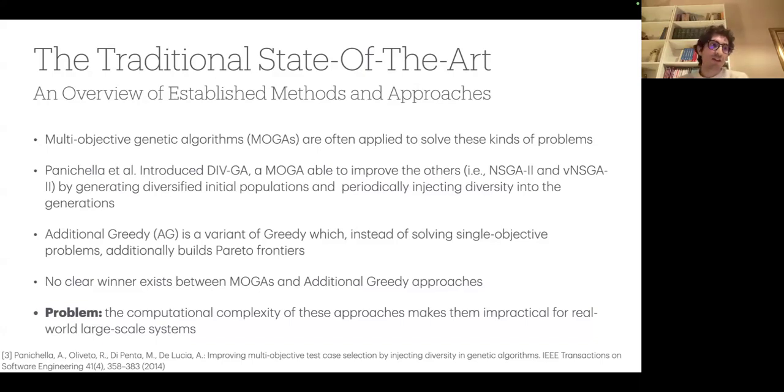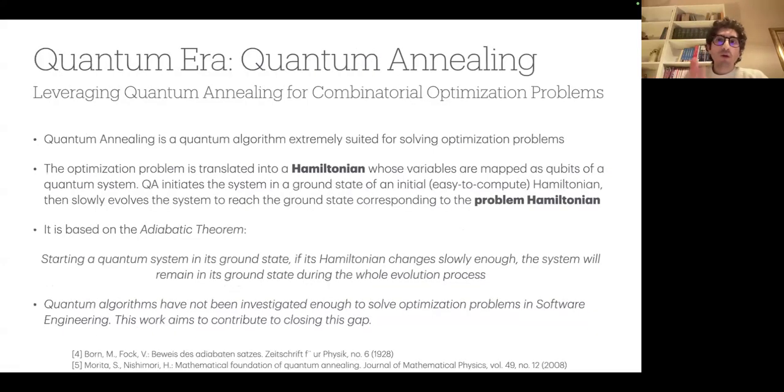And also the great problem with this kind of traditional algorithms is the computational complexity that makes them unfeasible for real world scenarios. And that's why we decided to enter the quantum realm. In particular, one of our aims was to investigate the effectiveness of applying quantum algorithms for solving software engineering problems, because they haven't been investigated enough, and we wanted to make our contribution in closing this gap.